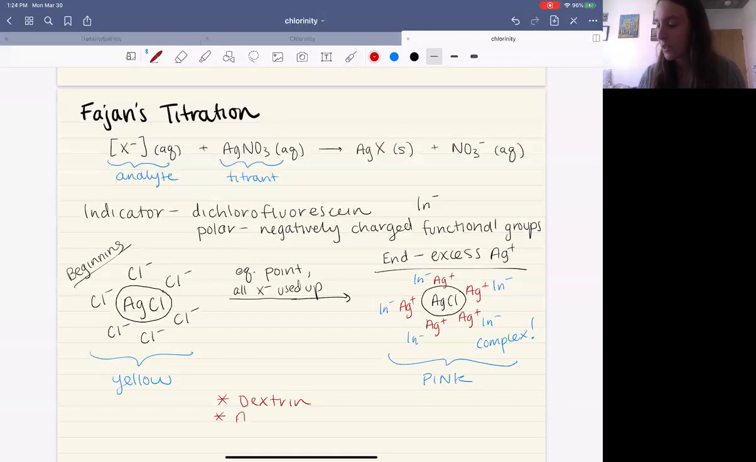Another thing is you add DI water to your analyte. And the whole reason you add the DI water is just so that your solution has a large enough volume for you to work with. And it doesn't really matter how much you add, it's not going to affect your concentration of chloride.